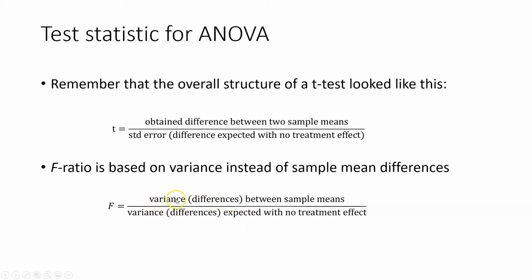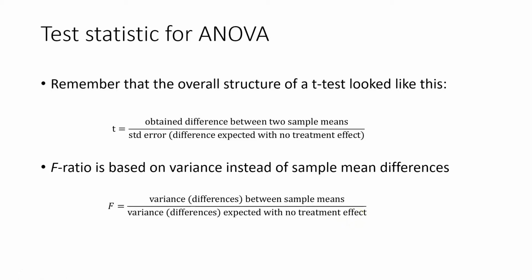So we take the variance or the differences between sample means, and we divide it by, or compare it to, the variance that we would expect if there were no treatment effect, if the null hypothesis were true, if the treatment didn't work. So the differences that we would expect to find just by chance. So we compare how big a difference we saw versus how big a difference we would expect to find just by chance if the null hypothesis were true and the treatment didn't really work.